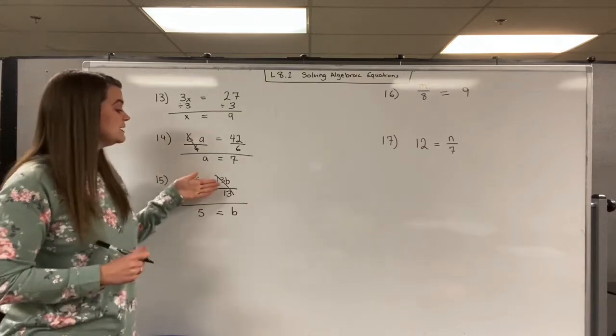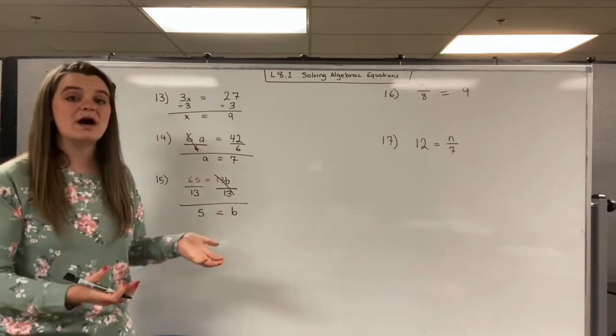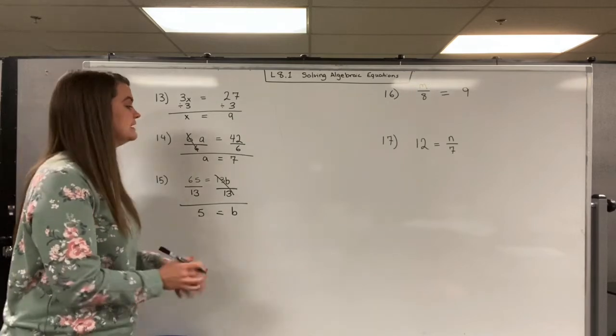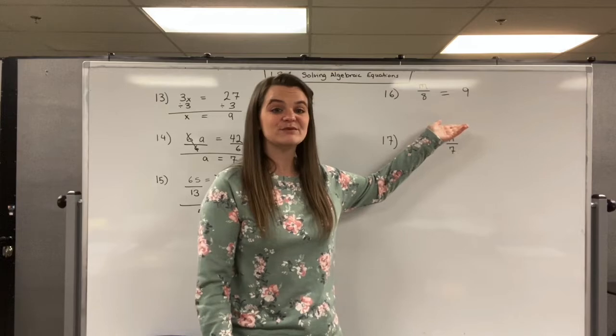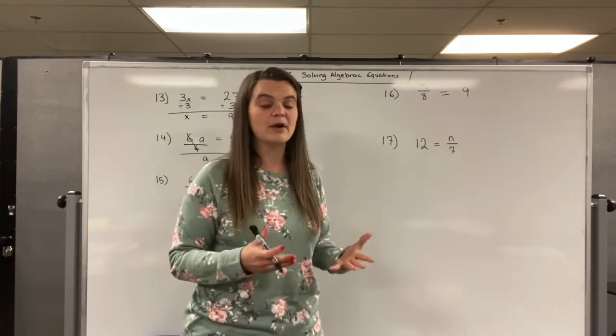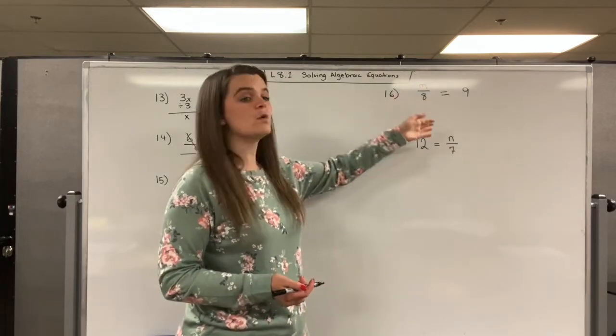Okay? We divide because we want it to be 1b. And 13 divided by 13 equals 1, and 1b simplifies to just b, right? So we're going to do the opposite each time. Okay, now we have some division problems over here. So if I just told you we're going to do the opposite to solve our problem, what are we going to do? What function are we going to use to solve for 9?